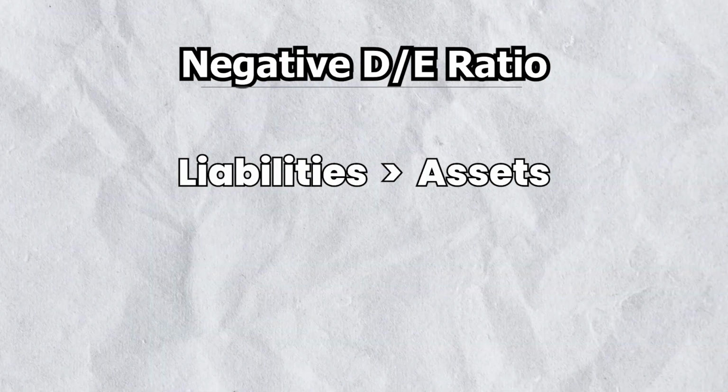So now it's quite clear that the debt to equity ratio can vary from sector to sector. But there is one very important thing that retail investors need to understand: whenever the debt to equity ratio of a company is negative, it means the liabilities exceed the assets. It's a very risky situation and could lead to bankruptcy.